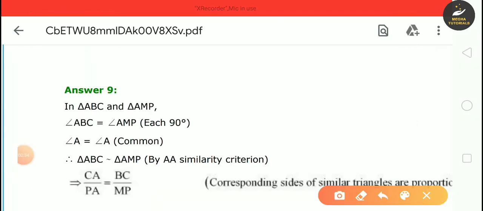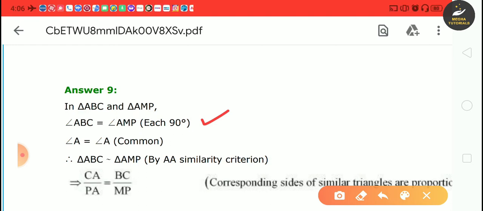In triangle ABC and triangle AMP, angle ABC is equal to angle AMP, 90 degree, and angle A is equal to angle A, common angle. Therefore, triangle ABC is similar with triangle AMP using AA similarity test, and then corresponding sides are in same proportion, so you can write CA upon PA is equal to BC upon MP.